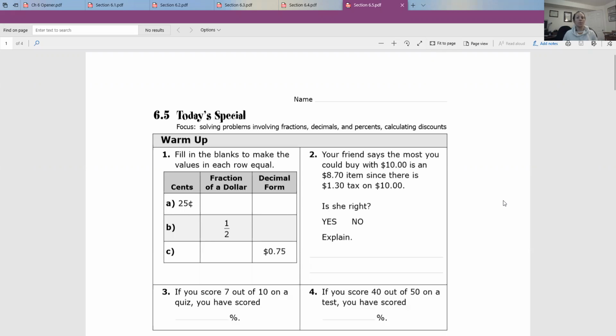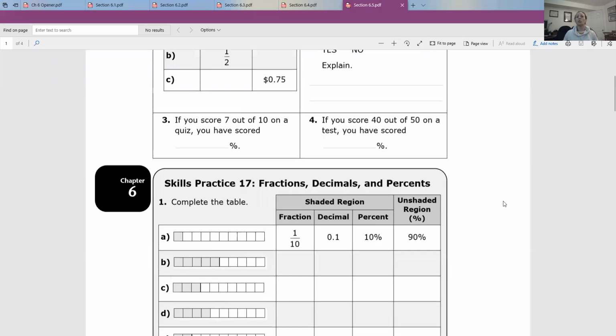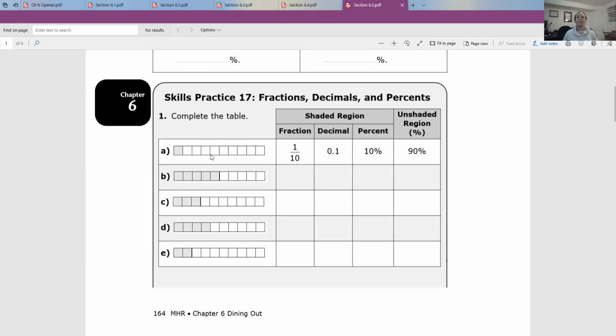We're going to skip some of the warm-up, but I do want to do one of the skills practices. So scroll down. If you're capable of doing this one on your own, we're looking at each one of these is 10 squares, and we're turning from fractions to decimals and to percents. So the first one, 1 out of the 10 squares is colored in, so 1 over 10. If you take your calculator and go 1 divided by 10, you should get the decimal 0.1. If you times it by 100, you should get the percent sign.